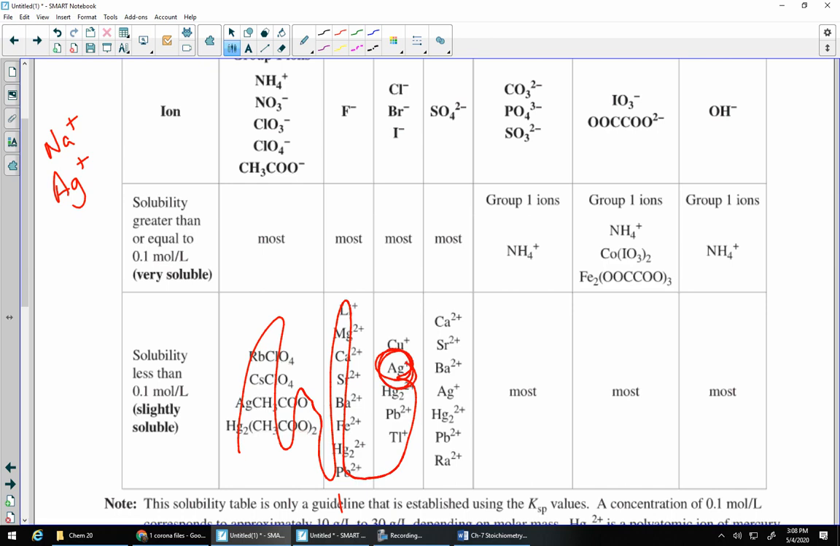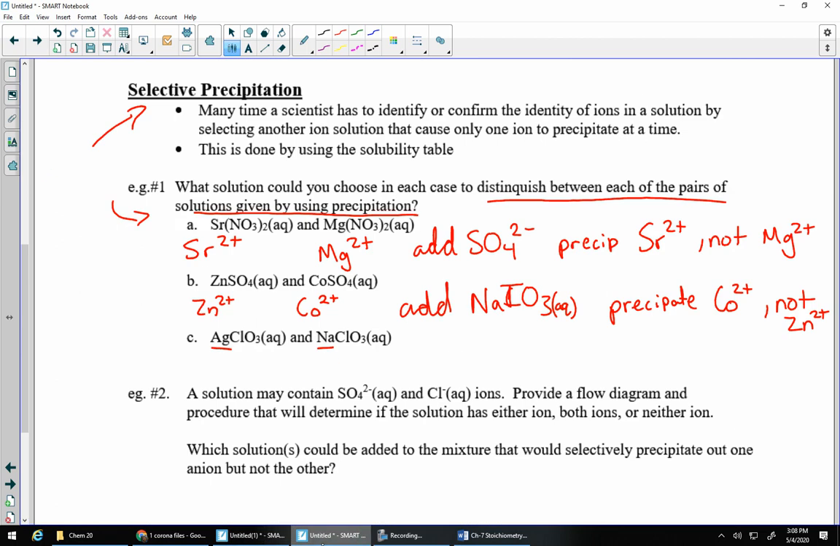Oh, hey, what's this? I see silver. I could add chlorine, bromine, or iodine, and any of those would precipitate my silver and not my sodium. Perfect. So let's add one that's fairly straightforward. So I would want to add NaCl, and that's going to precipitate. So the chloride ion is going to precipitate the Ag plus out. So it's going to make solid silver chloride. Cool. Okay.